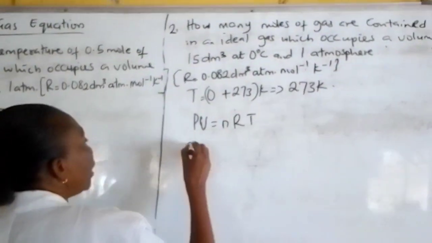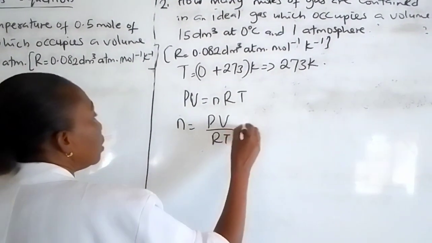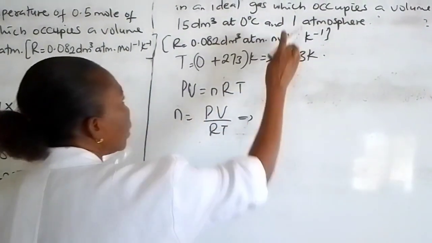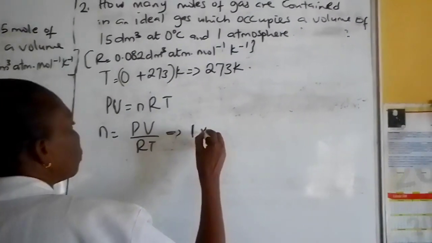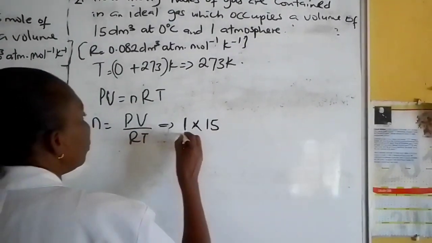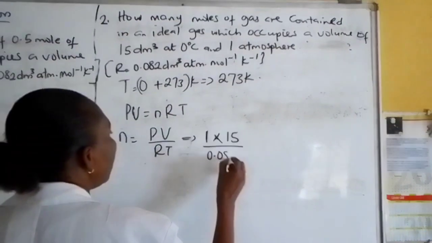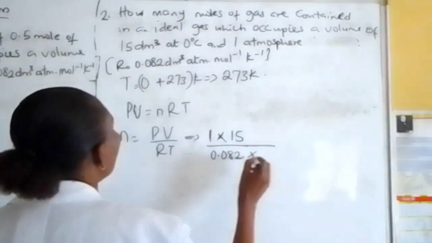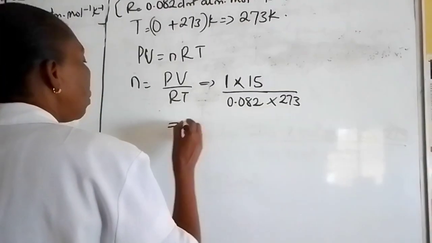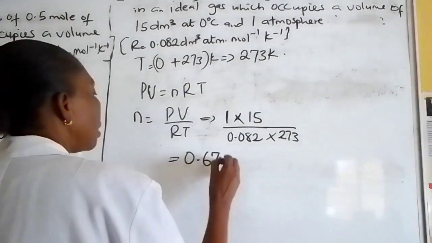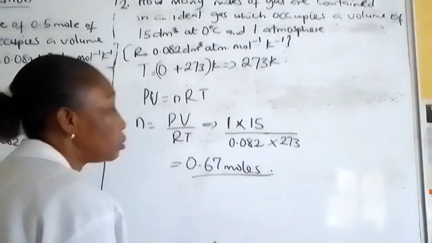We're looking for n. n is PV over RT. And what is our P? 1 atmosphere. And what's our volume? 15 dm³. And what's our R? It is the constant, 0.082. And our temperature is 273. And that will give us 0.67 moles.